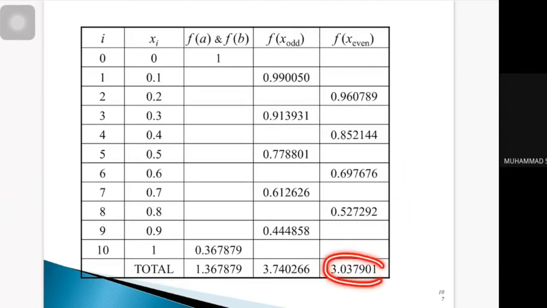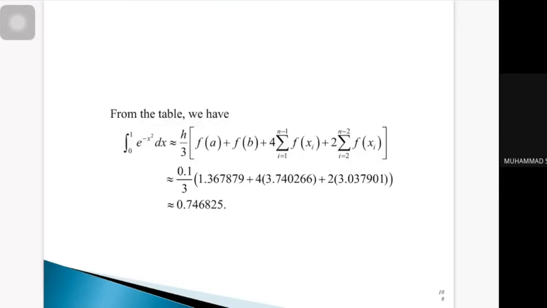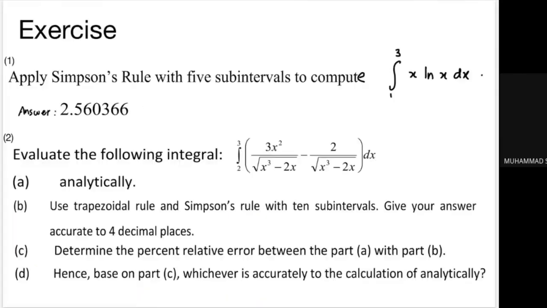Find the total value of each of these and then substitute into your formula. So this is the general formula: h divided by 3, this is f(A) plus f(B), this is 4 times f(x) odd, 2 times f(x) even. Simplify this, then you will get the approximate solution 0.746825. So that's all for today.